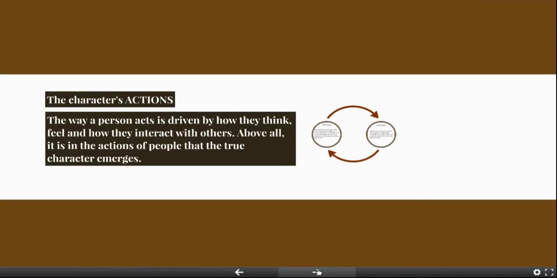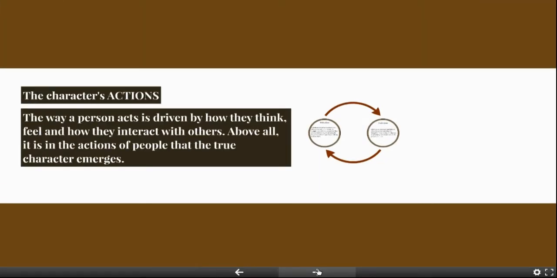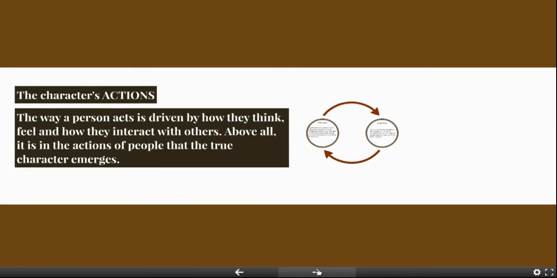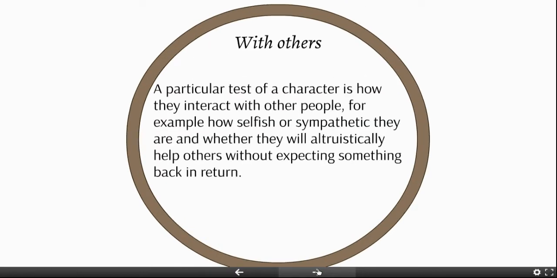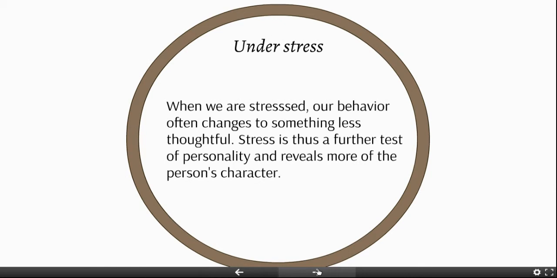Okay, so the third is effect on others. The fourth is their actions. The way a person acts is driven by how they think, how they feel, and how they interact with others. Above all, it is the actions of people that the true character emerges from. How they act towards others. Are they selfish? Are they sympathetic? Do they help other people? What are their actions towards others? And what are their actions when they're under stress? Authors will use this quite a bit to show, if you're under stress, do you get grumpy? Do you get angry? Do you start to doubt? Do you start to doubt God? Those things can tell us a lot about a person's character.